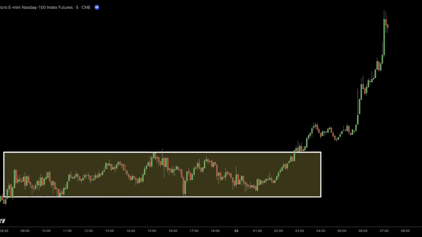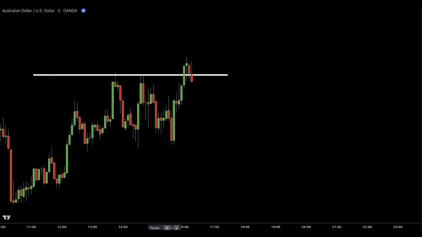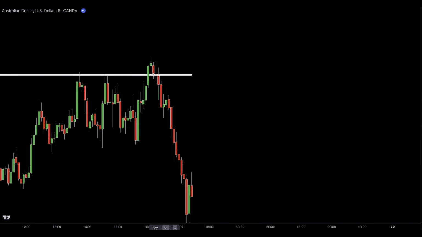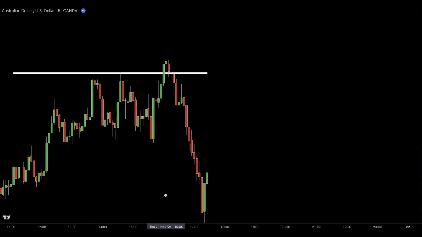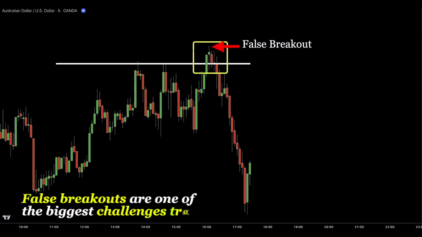But what happens when things go wrong? Check out this other chart example. Here we have a clear resistance level. You spot the breakout, get excited, place your entry, stop loss, and target. The market moves slightly in your favor, but then reverses sharply in the opposite direction. That's a false breakout. False breakouts are one of the biggest challenges traders face.